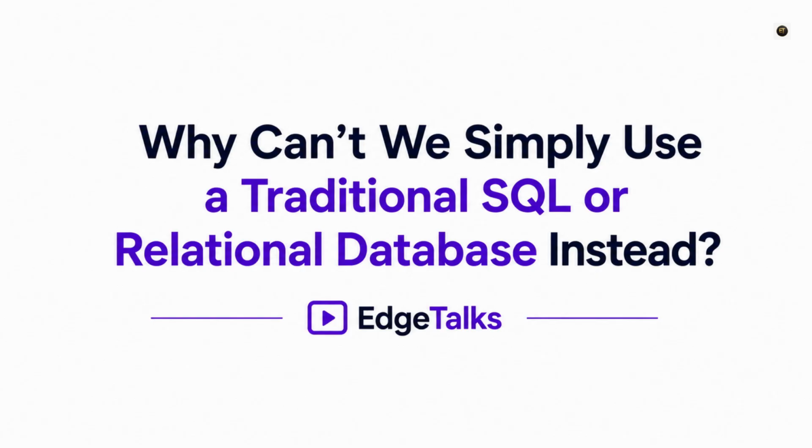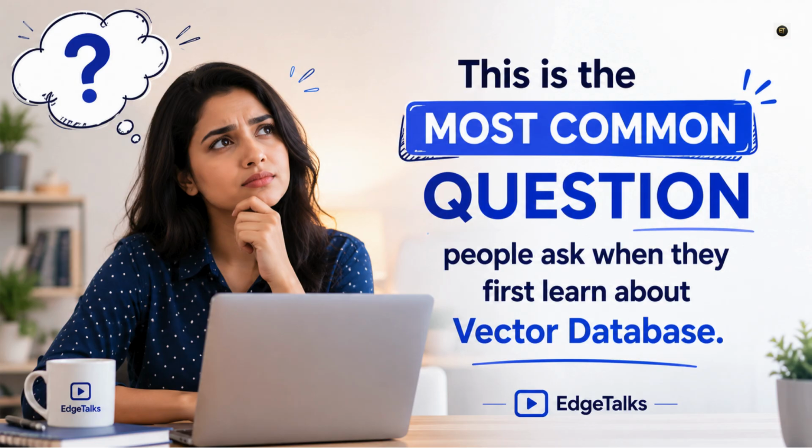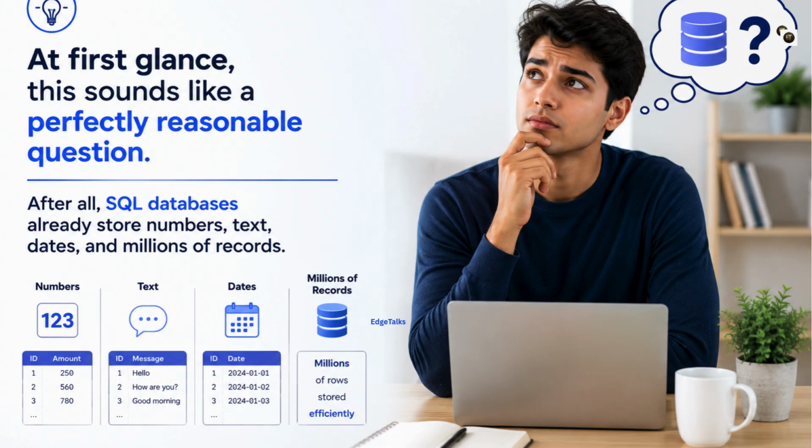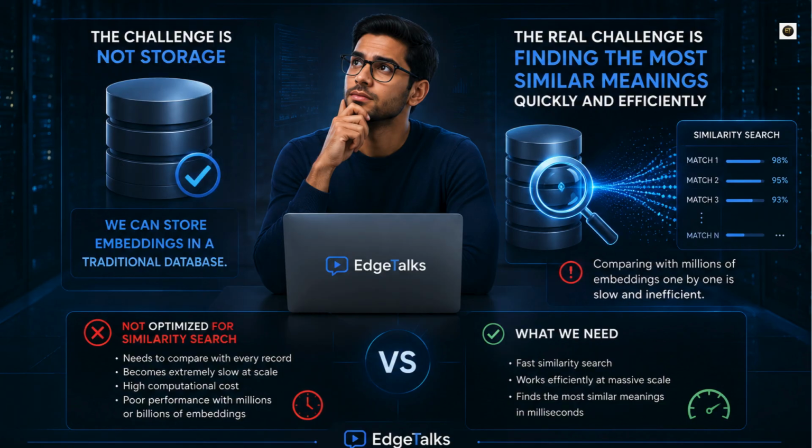This is one of the most common questions people ask when they first learn about vector databases. If embeddings are just lists of numbers, then why can't we simply store them in a traditional SQL or relational database? Why do we need an entirely different database called a vector database? At first glance, this sounds like a perfectly reasonable question. After all, SQL databases already store numbers, text, dates, and millions of records. So why can't they simply store embeddings as well? The answer is actually quite interesting.